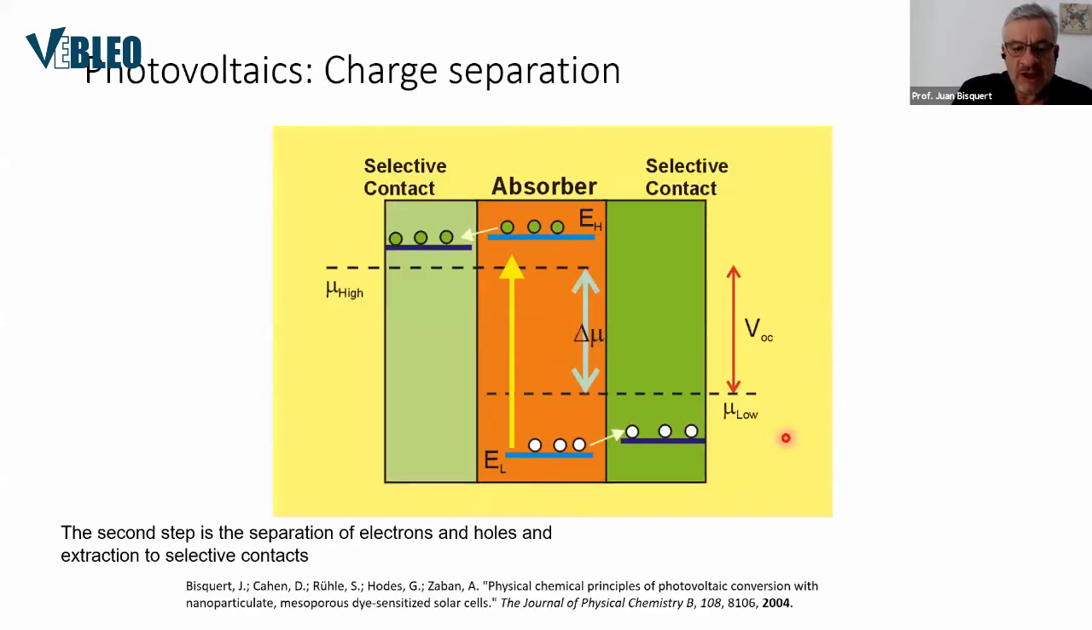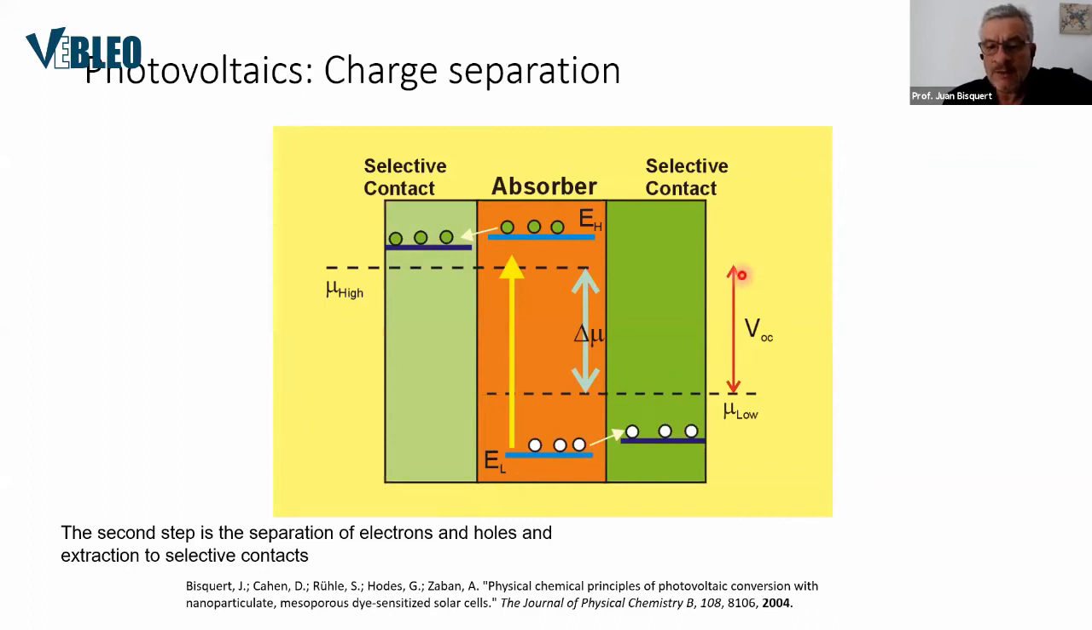To obtain a voltage, you have to supplement the solar cell with additional parts, which are the selective contacts. The selective contact is one material that will take one type of carrier only, so that here you get an equilibration to the chemical potential or Fermi level of electrons, and at the other side you get equilibration to the Fermi level or chemical potential of the other carrier, the holes that are at the lower state.